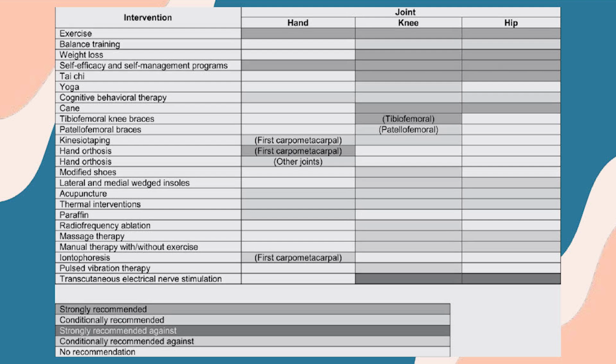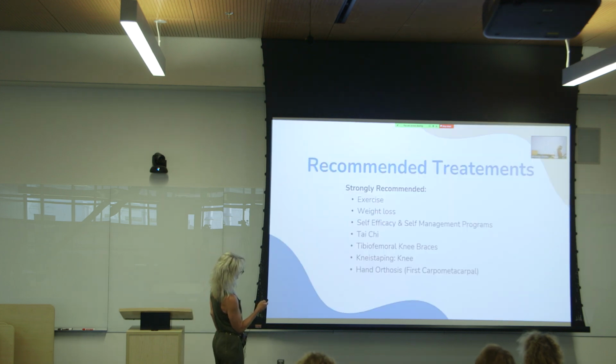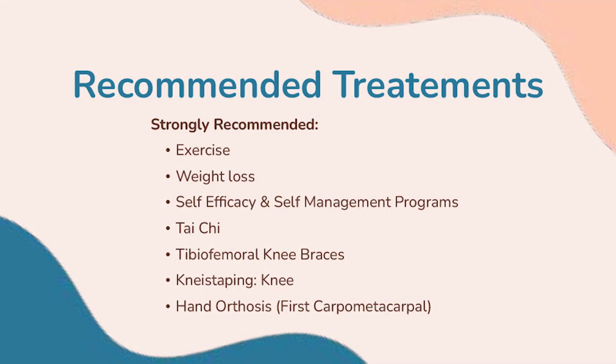So what I want you to pay attention to is that top line, exercise, hand, knee, and hip, along with self-efficacy and self-management programs. And all that means is that you're going to take control of your program. But everything else is conditional, which is kind of fascinating, really, right? So from an exercise perspective, we're talking about the recommended treatments: exercise, weight loss, self-efficacy, and self-management.